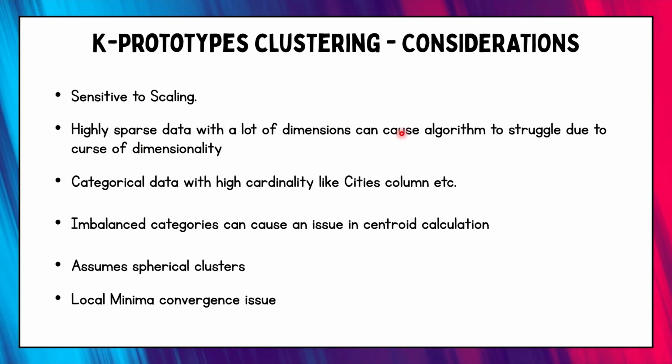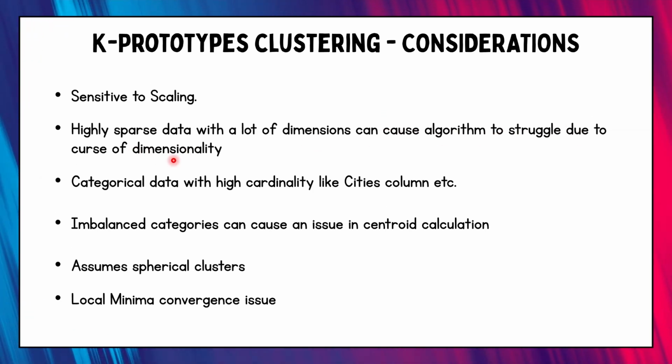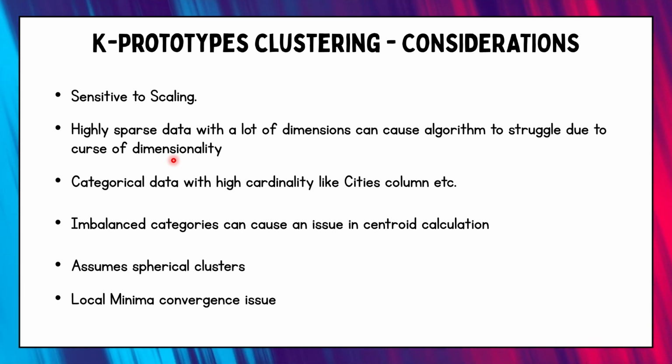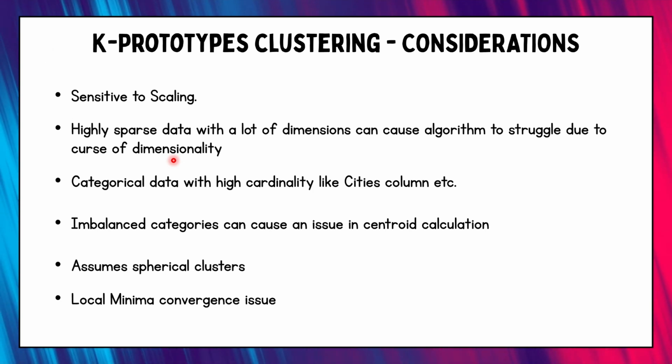highly sparse data with a lot of dimensions can cause the algorithm to struggle due to the curse of dimensionality. Now, if you don't know about the curse of dimensionality, I highly recommend you to read it. I might also cover this in later sessions, when I try to create a video on PCA, UMAP, stuff like that. But what it basically says is that when your data set has a lot of columns, when the dimensionality is really high, then the distance between any two data points is very large.